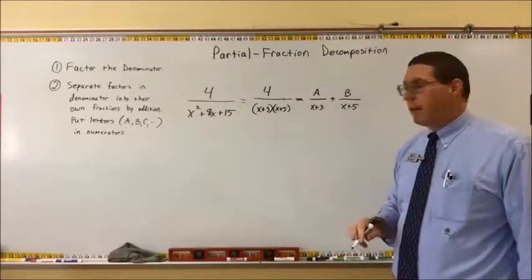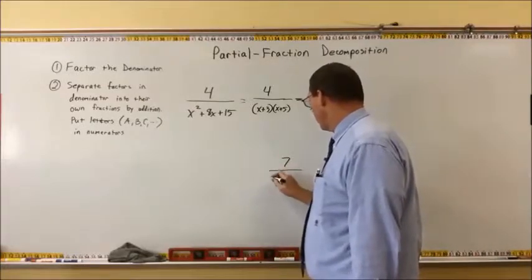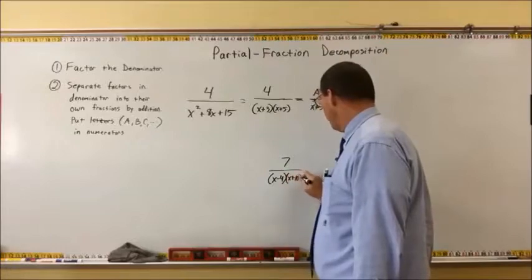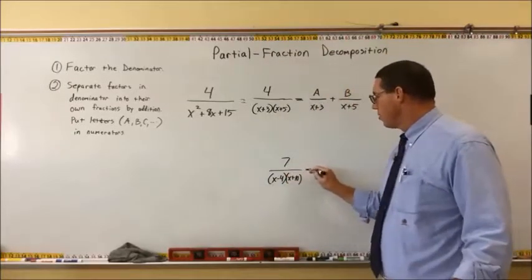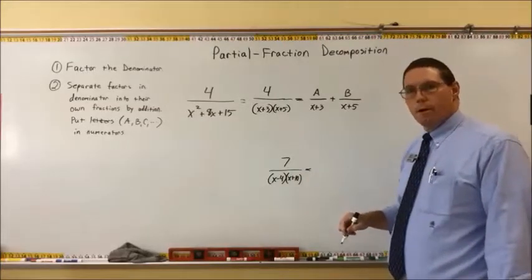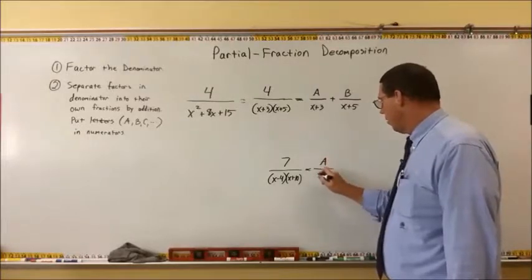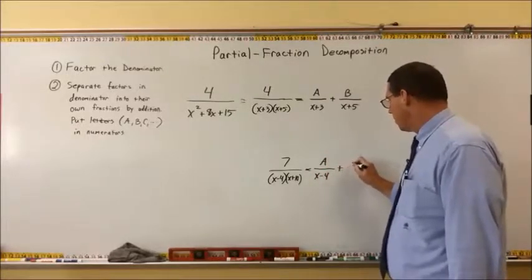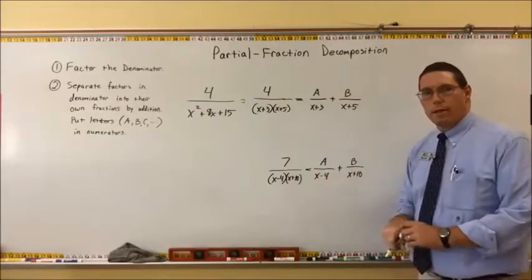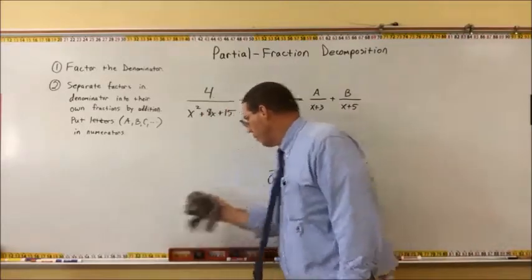Let's say that you had 7 over x minus 4 times x plus 10. Pause the video. What would you turn this into? Just pause the video and try it. All right, so this would become two separate fractions, and you would have A over x minus 4 plus B over x plus 10. That's step 2 in the partial fraction decomposition.